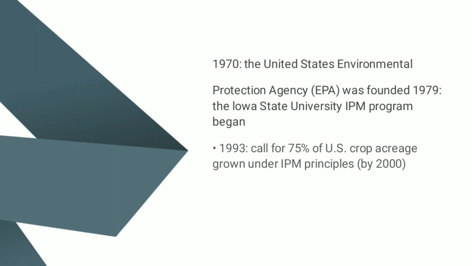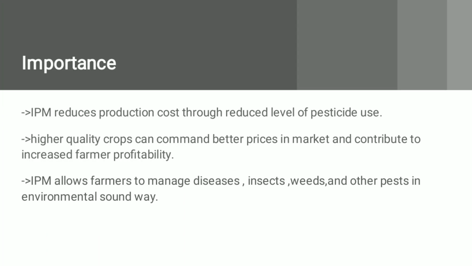In 1970, the United States Environmental Protection Agency, that is EPA, was founded. In 1979, the Iowa State University IPM program began. In 1993, a call was made for 75% of the US crop acreage to be grown under IPM principles by 2000.